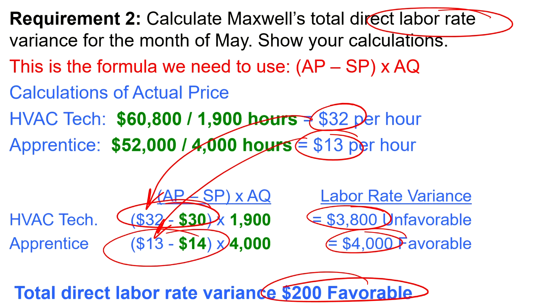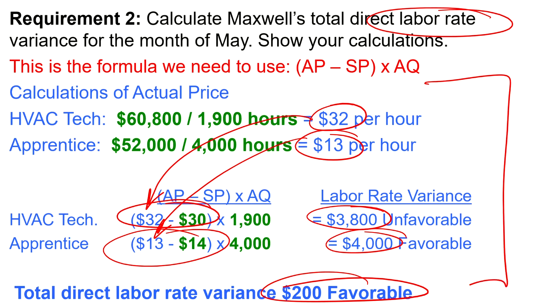And we saved money on the apprentices. The overall effect of this was we saved $200. Okay, that's the labor, just because of the labor rate variance. So that's the second requirement. There's our work. Everything here, all our calculations, that's our work.